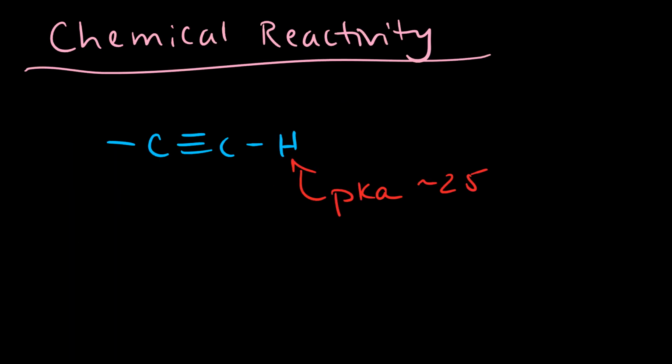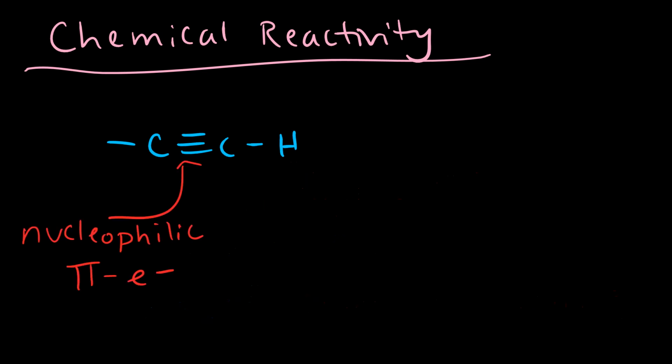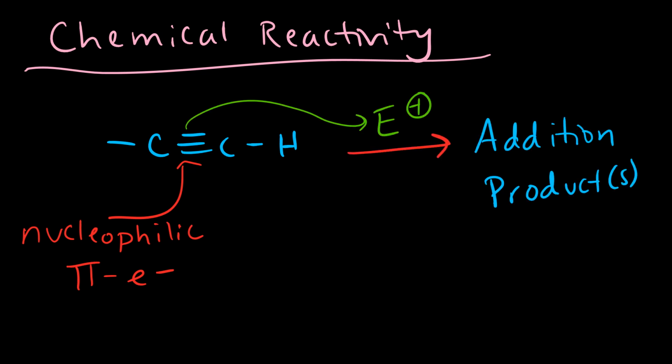In terms of chemical reactivity, alkynes have a fairly acidic proton if it's a terminal alkyne. With a pKa of about 25, you can use sodium hydride or sodium amide to deprotonate a terminal alkyne, and this is going to yield a species that's a very strong base and a very good nucleophile. In this chapter, we're going to be studying the nucleophilic pi electrons attacking different electrophiles, just like we did with the alkenes, and these are going to yield addition products.